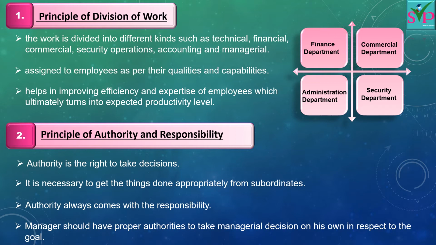Authority means the power or right to give orders or the right to take decisions. In the organization, the manager has the authority to take effective managerial decisions to achieve the organizational goal. But there must be a balance between authority and responsibility. See, for example, in the chain of superior and subordinate, if a superior has the right to give instructions to his subordinate, then it is also the responsibility of the superior to get the work done by his subordinate within a given time. So authority and responsibility go hand in hand. There must be balance between these two.